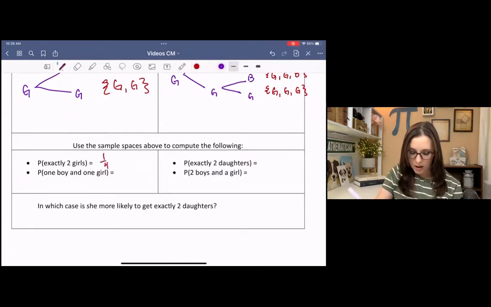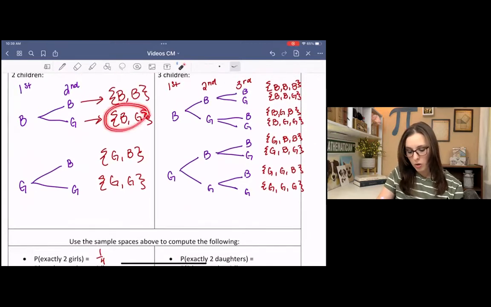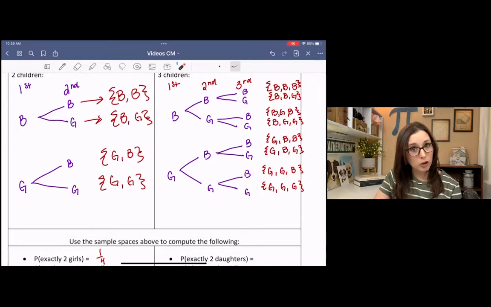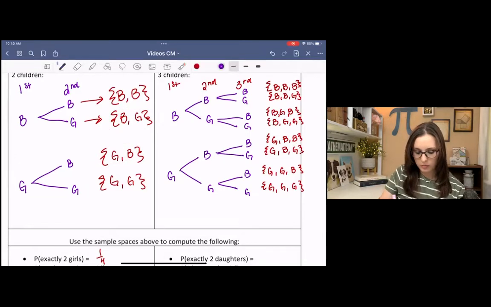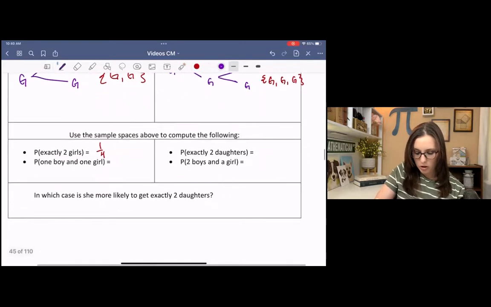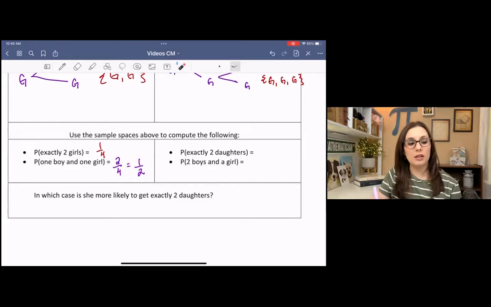And then find the probability, given that she has 2 children, that she has 1 boy and 1 girl. Now that represents 2 of the outcomes. It didn't necessarily say that she wants to have a boy first. It just said 1 boy, 1 girl. So 1 of each. That represents 2 of the 4 outcomes, which reduces to a half. So she has a higher chance of having a boy and a girl than she does having exactly 2 girls.